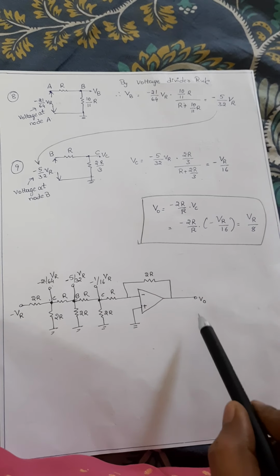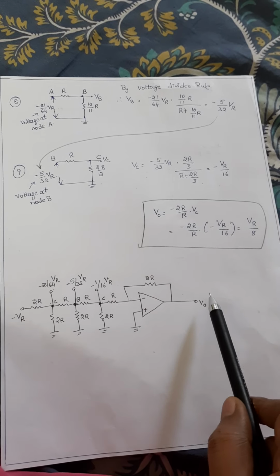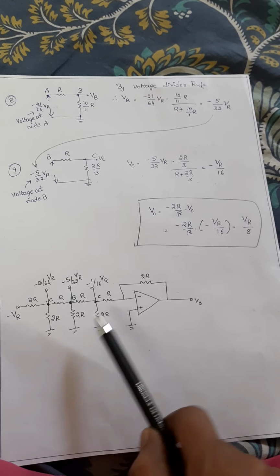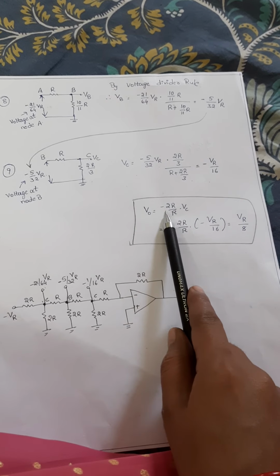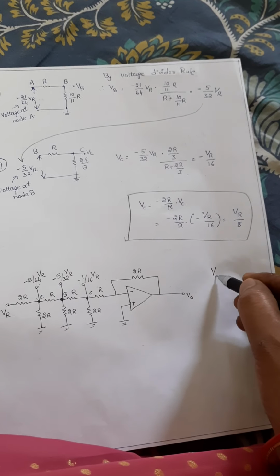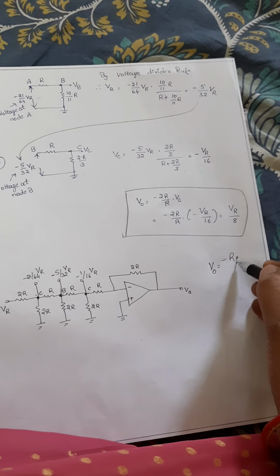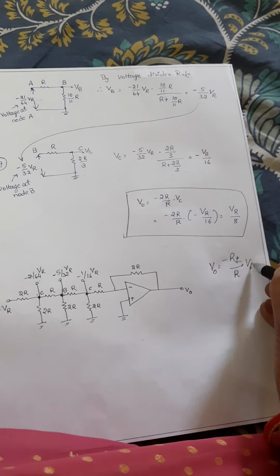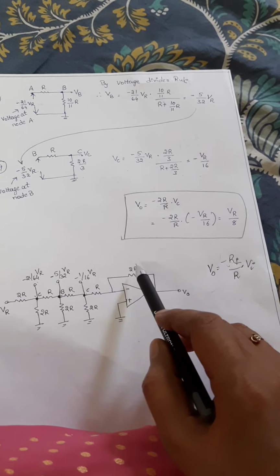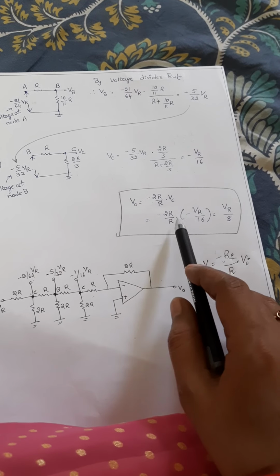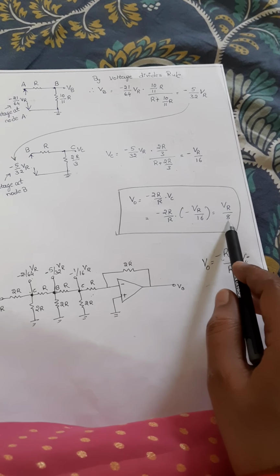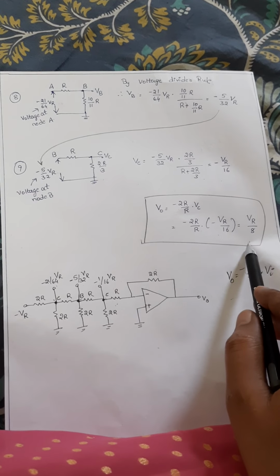So now if you want the output voltage V0, the output voltage V0 for an inverting amplifier is minus RF by R into Vi. As you know, for an inverting amplifier V0 is equal to minus RF by R into Vi. Here our feedback resistance RF is 2R, and the resistance is R. Input is minus VR by 16. So the output you are going to get is VR by 8.